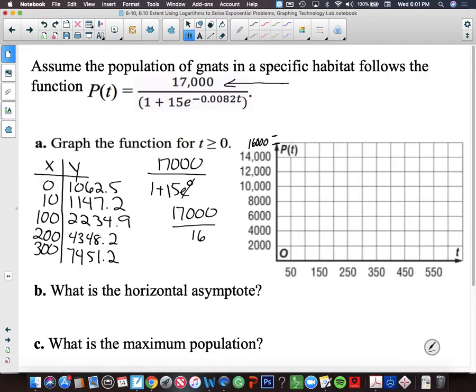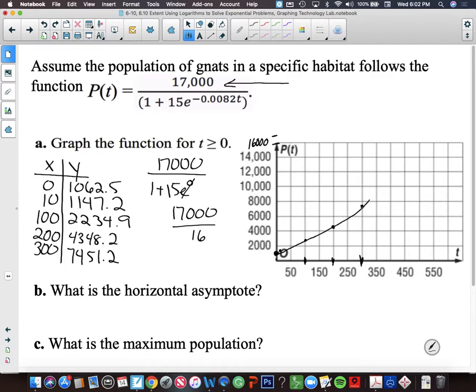So I have 0, 1,062.5. That would be in here, right in the middle. And then I have 10, 1147.2. That's really not a whole lot more. And then we jump to 100, and then we're at 2234. So 100 is here. 2234 is here. And then we got 200, and that's 4348.2. So 200 is here. 4348 is there-ish. And then we got 374.51, let's say we're in here-ish.